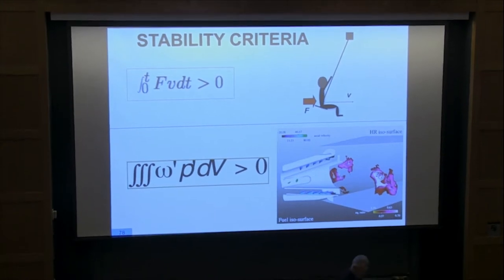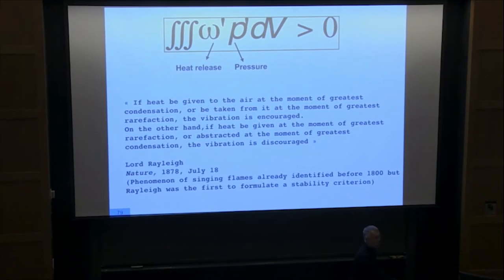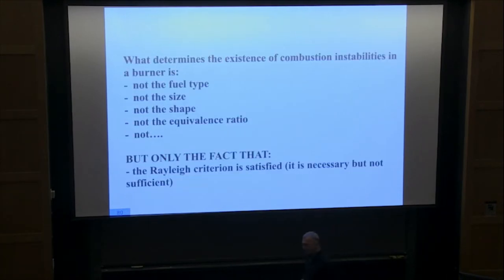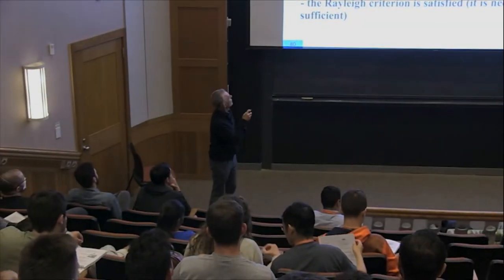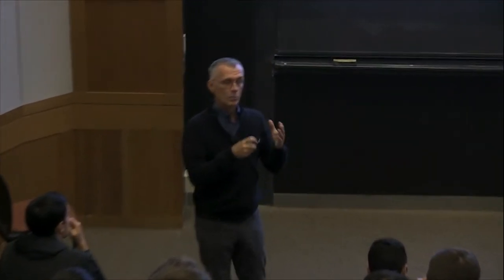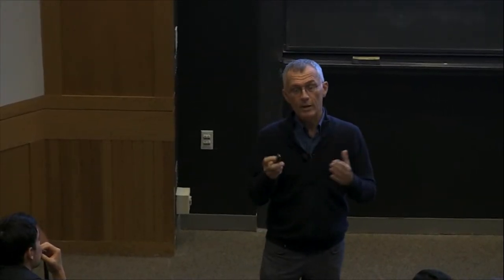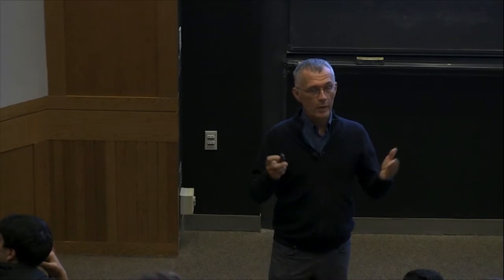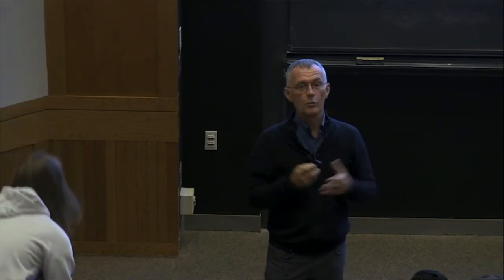What I want to do now is just remind you that, as always, the theoreticians did that a long time ago, and so you must listen to those guys. I want to show a small comment on that. I see often people coming to me and telling me, I would like to make a burner which has no instability. What should I do? I'd like to point out that there is no reason why a certain fuel type, size, shape, equivalence ratio, distribution, whatever, would lead to combustion instability or not. It depends only on the Rayleigh criterion. When you push a swing, whatever the shape of the swing is, the only question is, do you push it at the right time?